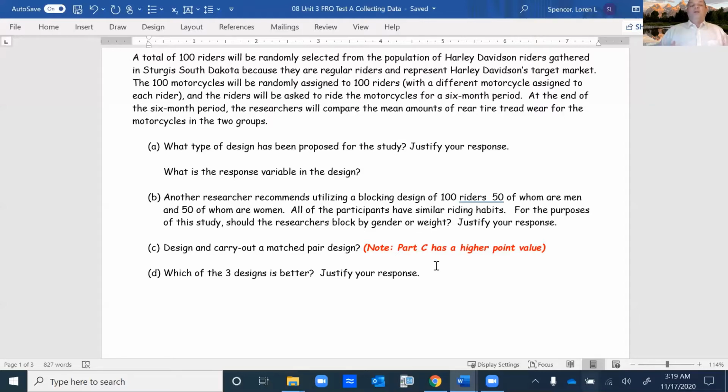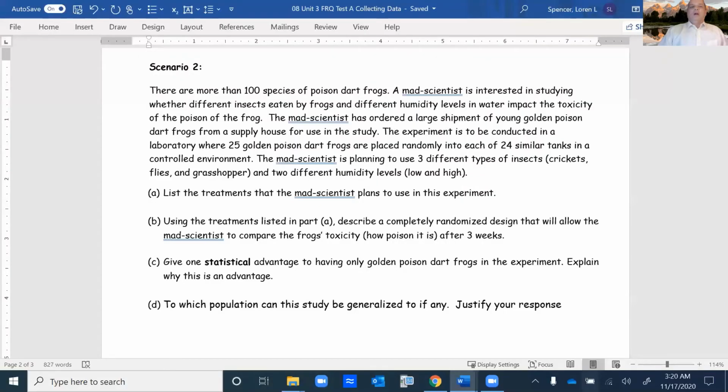So the best one is to always use a matched pair. It's not always possible, but when possible, use a matched pair because it controls for differences among the individual subjects, and the others do not. And a matched pair actually is a special type of blocking. It's just been blocked all the way down to the individual. Okay, so this is scenario 2 for version A.